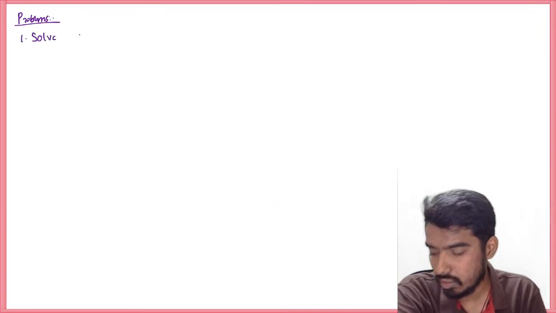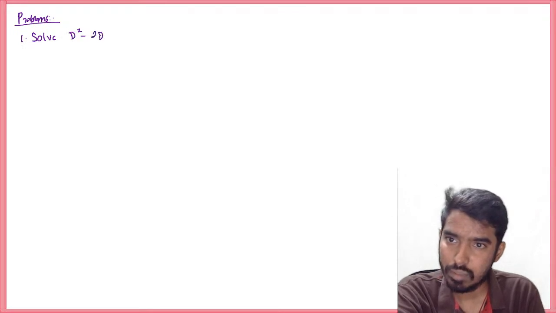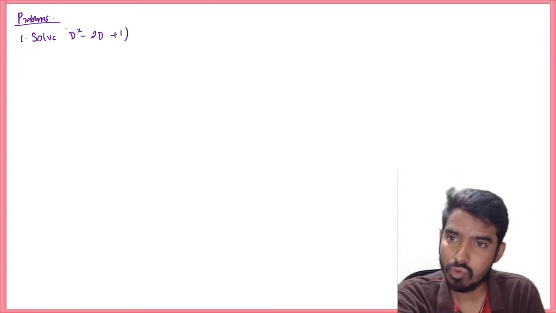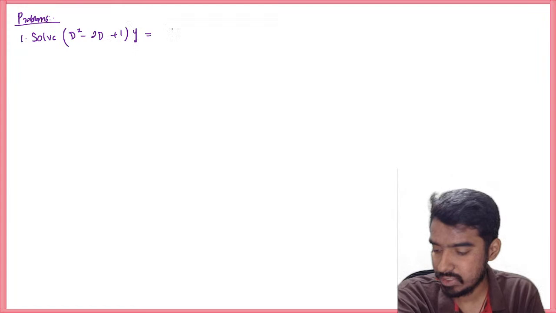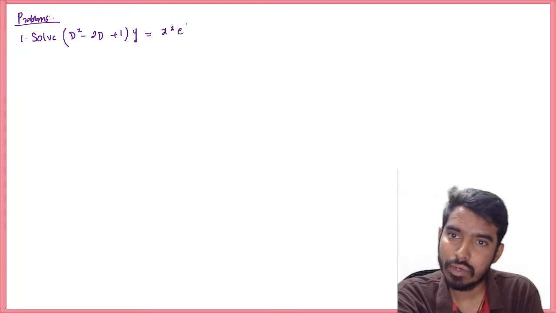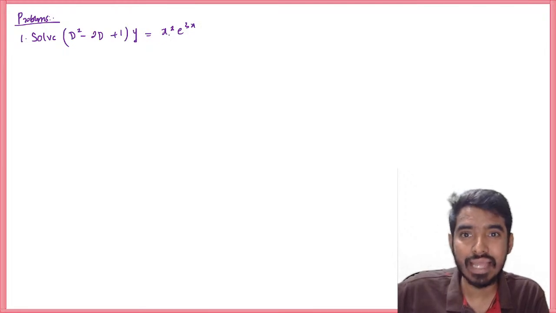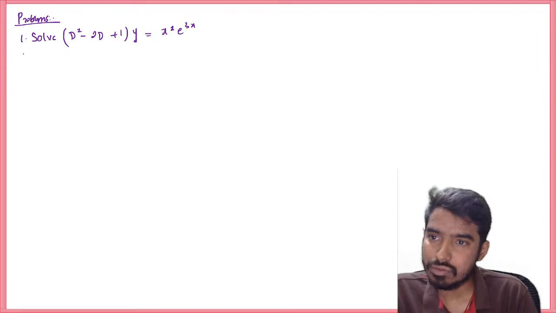To solve D square minus 2D plus 1 of y is equal to x square e power 3x, right? So we have e power ax into x square. That means it comes under type 4. E power ax into v, here v is x square. Okay, solution.